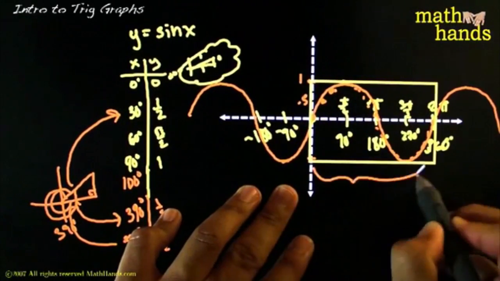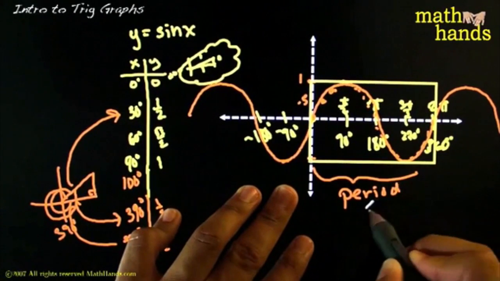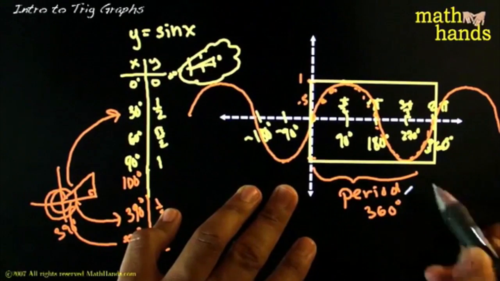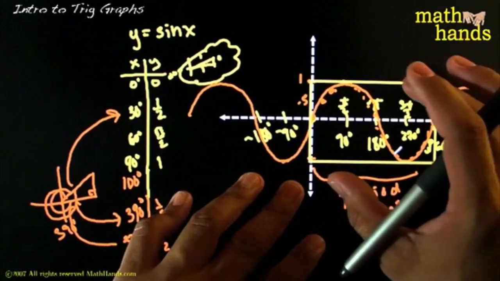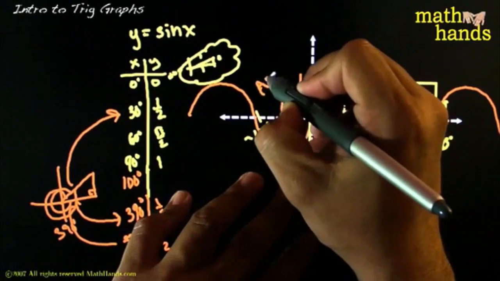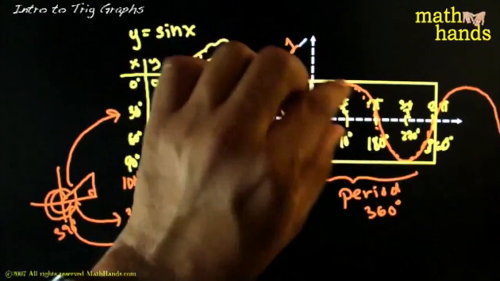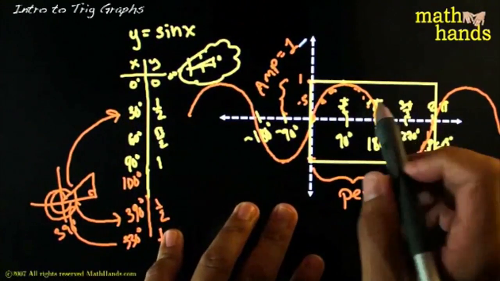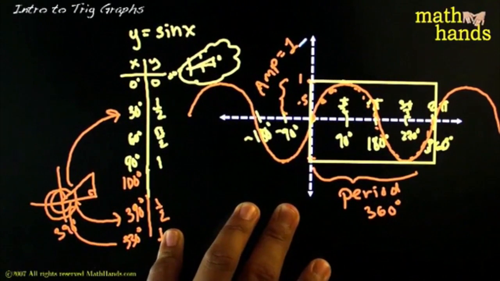Okay, we say that the period is 360 degrees, or 2 pi. But by the way, these also have another famous feature called the amplitude. This right here is called the amplitude. Amplitude is 1 in this case. It's the height on this very symmetric graph. Okay, that's a sine graph for you.